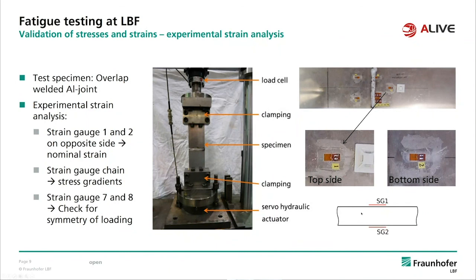So to really identify, okay, is the load that I apply really the load that should be applied? With the Young's modulus or elastic modulus, you can quickly check if the load that should be applied is applied. Then we typically apply strain gauge chains, like it is shown here on the top right side. This is for identifying stress gradients. And we also have often here two strain gauges out of the center position. So this is checked for the symmetry of the loading.